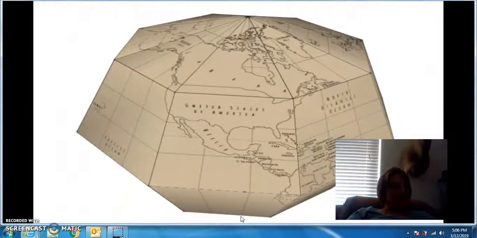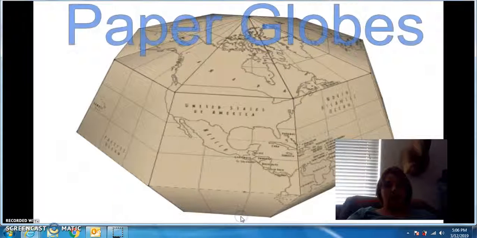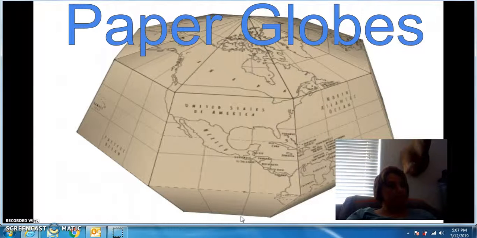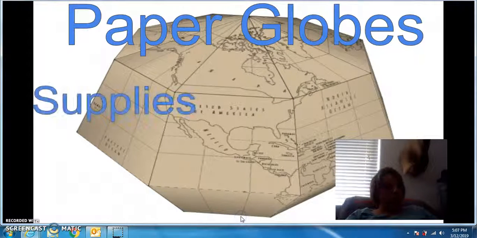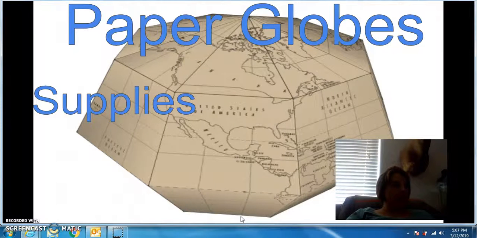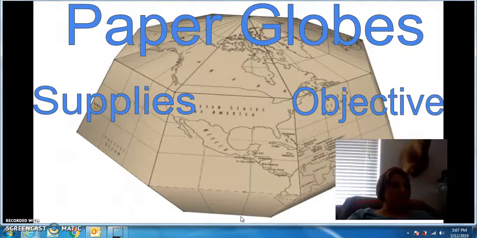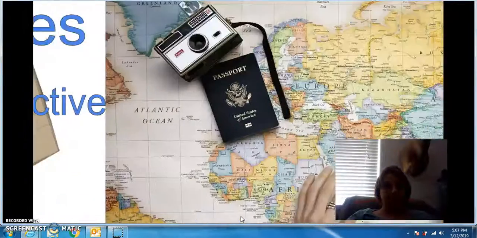Our next activity will be paper globes. We will need glue packets, colored pencils, crayons, markers, and clear tape. Our objective will be, we'll assist the parents, and the volunteers will do this as well, with coloring and gluing and taping the globes together and assembling their own globes.